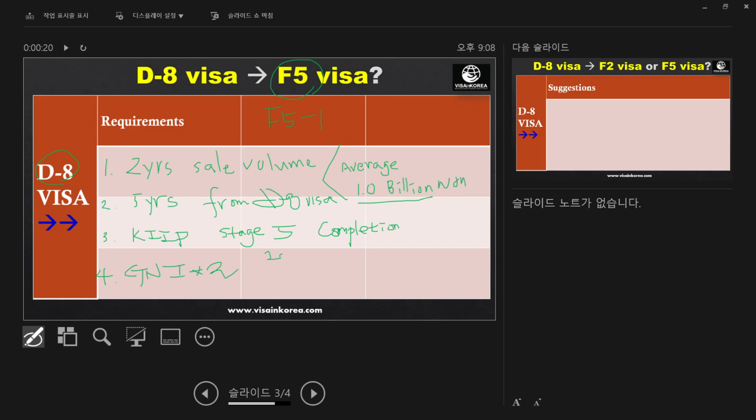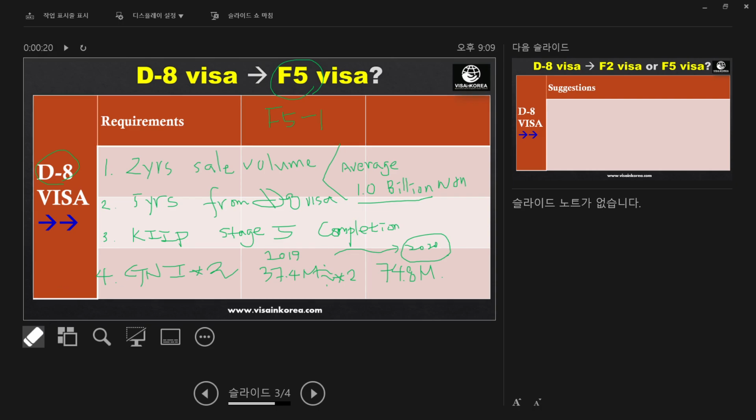So, 2019's income, the GNI, is 37.4 million won. Okay? So the double is around 74.8 million won, right? But the previous year's GNI is released every March. So next month, the 2020 GNI will be released by the Bank of Korea. I will give more information once it is released.